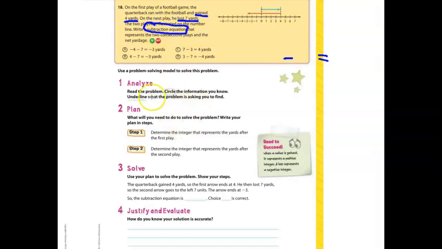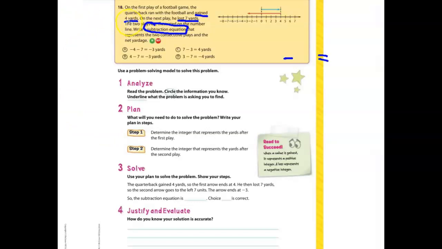Okay, so it says what you'll need to do to solve the problem. You're going to do the steps. First off, we have to figure out what this first term is. Determine the integer that represents the yards after the first play. So what is the first thing that happens, and what integer would represent that?